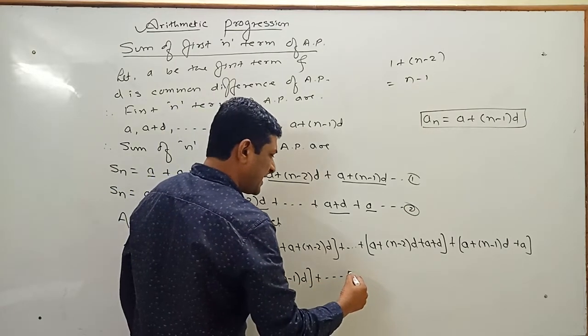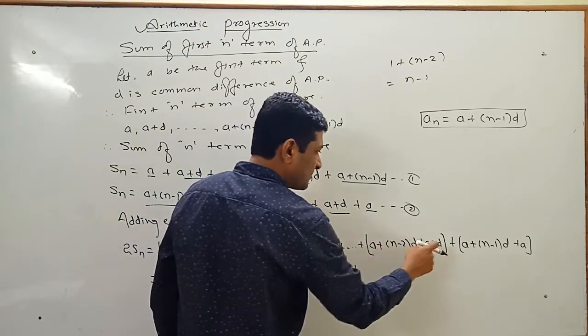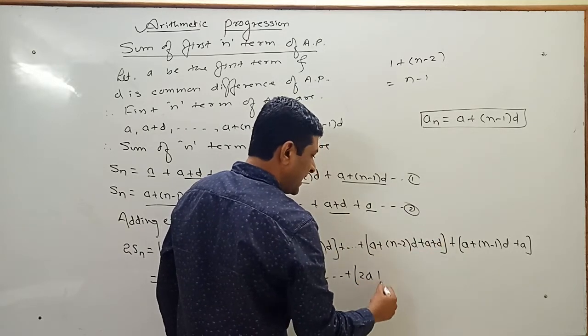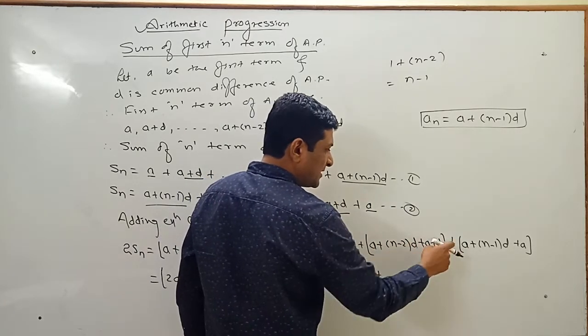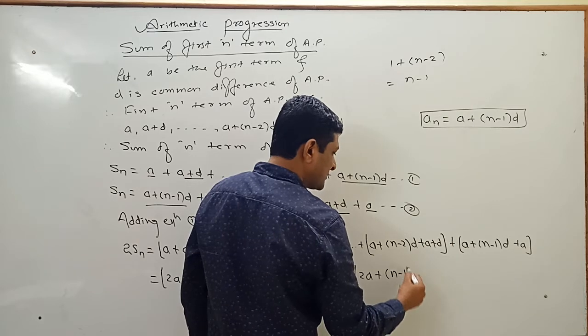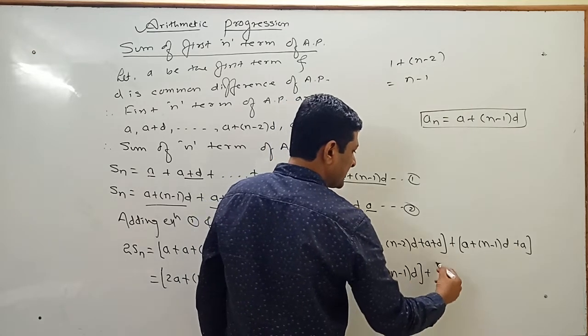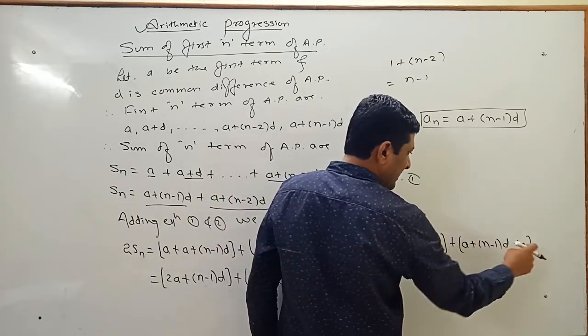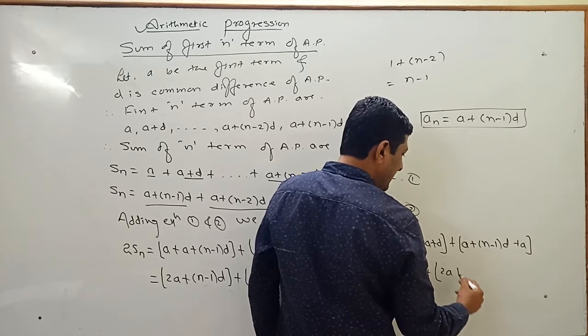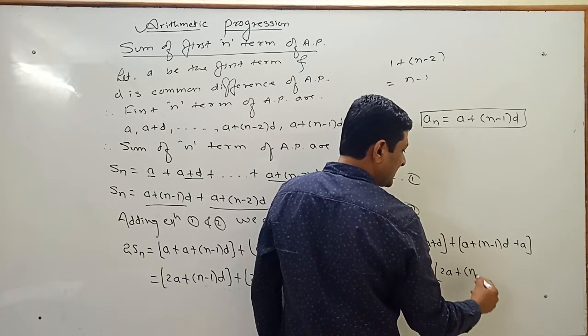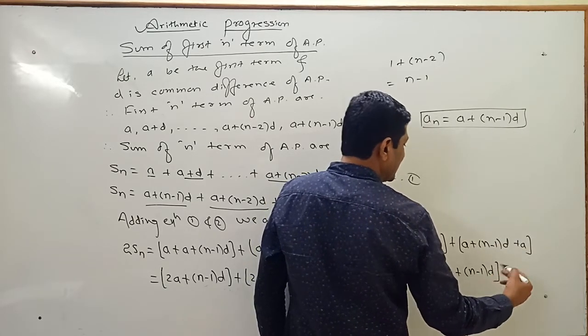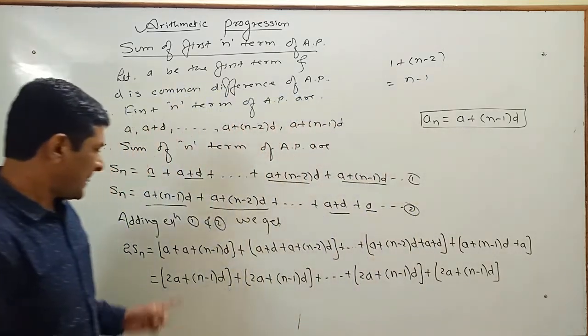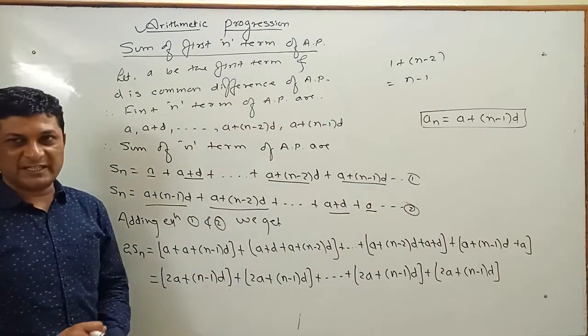Continuing this way, apply the same method. Here also a plus a will be equal to 2a, and if we collect the terms of d, we get n minus 1 into d. We apply the same method in the last case also. a plus a is equal to 2a, and here only one term of d is there, n minus 1 into d. So in this way, by simplifying, we have got this expression.